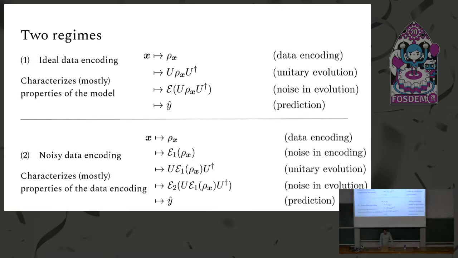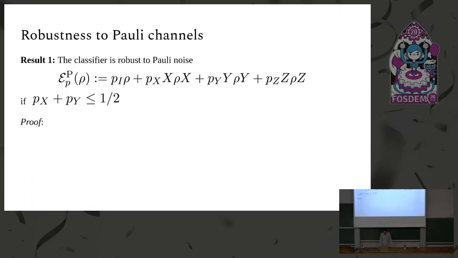And you can consider two regimes. Maybe in the interest of time, I'll skip this slide as well. All I'm saying here is you can consider the regime in which noise only acts during the unitary evolution. And you can imagine this is slightly easier to prove things in, and that's what most of our results are in. And the more realistic case is where noise also happens during the encoding as well. So that's on the bottom of the slide. That's all I'm saying here.